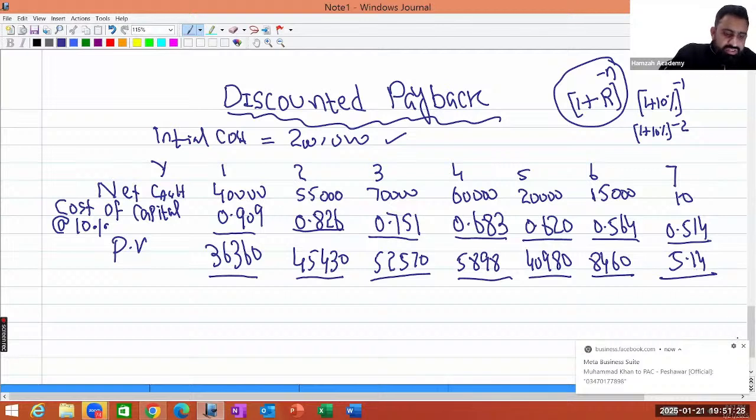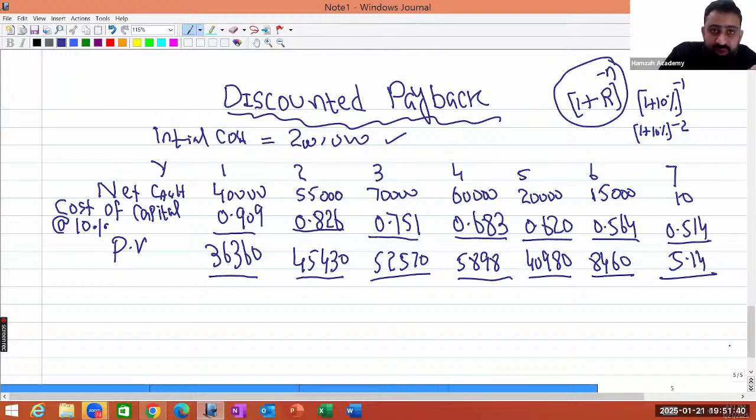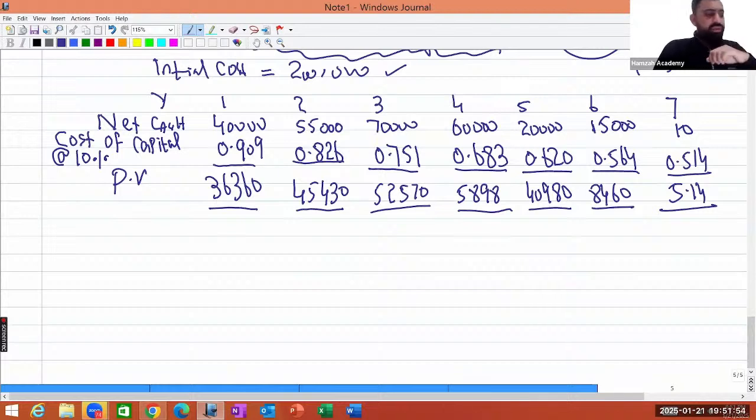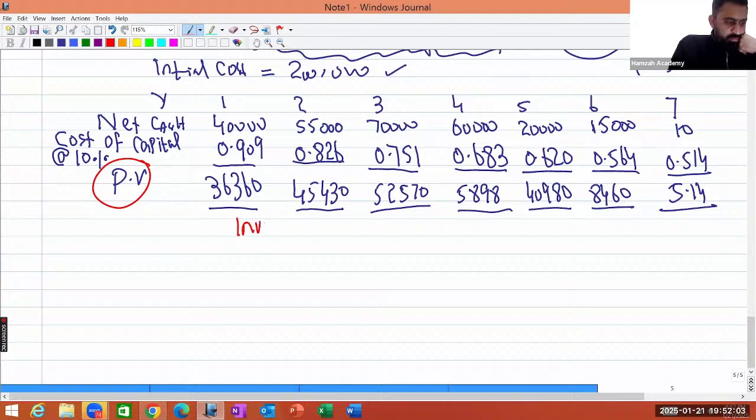Now, here you have discounted the future cash flow of year 1, year 2, year 3, year 4, year 5, year 6, and year 7 to the present value. Present value means the value at current terms, current price term. Value at time zero is known as present value. Now we will calculate again the payback using the discounted cash flow. Again the same methodology will be adopted. Our investment is $200,000.